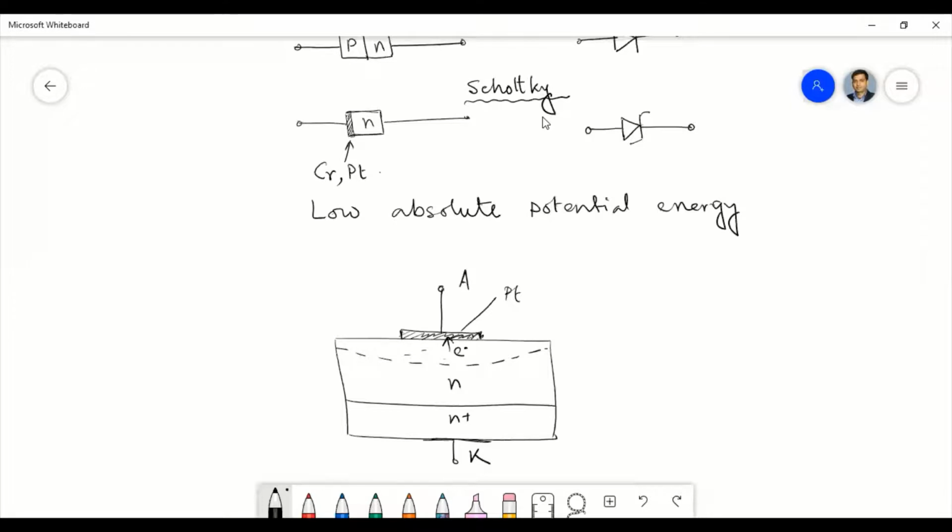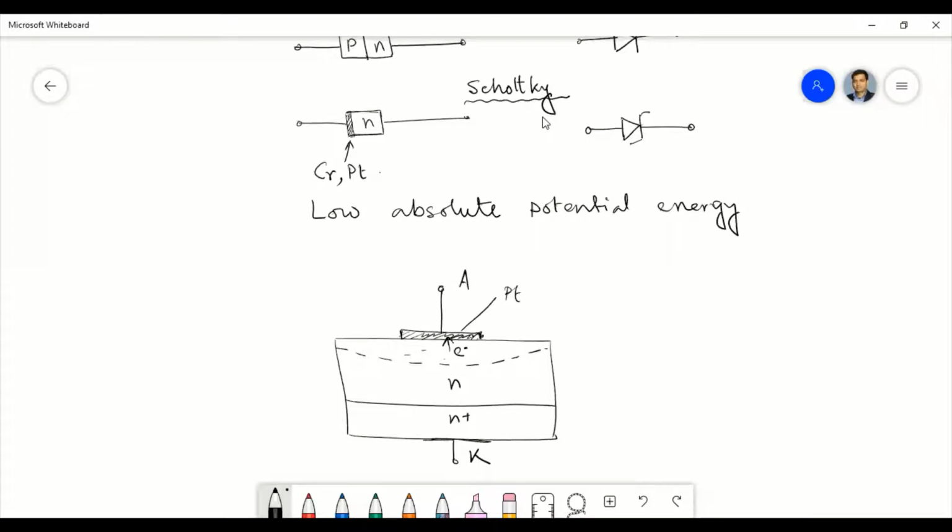Here the electron is the only majority carrier. As this majority carrier goes into the metal, it is basically a majority carrier device. In the case of a PN junction diode, we have seen that both polarities, positive and negative, are created in the space charge region.